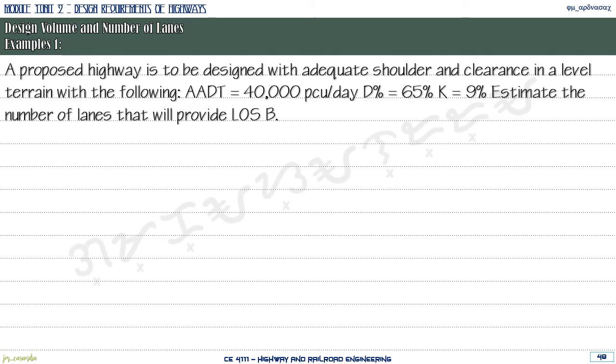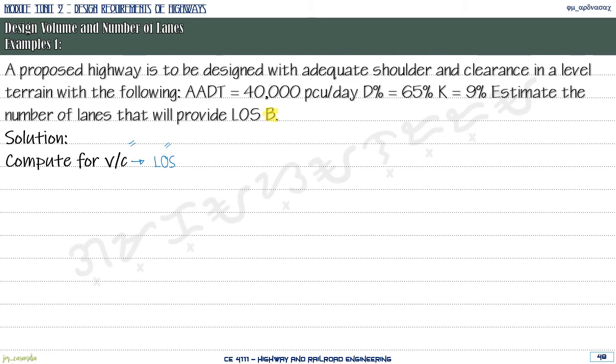So for this problem, we now compute for our volume capacity of the road. Since volume capacity now will define our LOS. So based on the volume capacity that we are going to compute, we'll now be able to identify which LOS that design will be under. And for this problem, we want now an LOS which is under B. Okay?